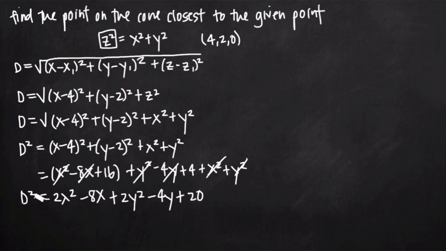Now it doesn't really matter that we have d squared here, because since we have d squared and this right side of the equation, we squared both sides, we haven't really changed the equation at all.